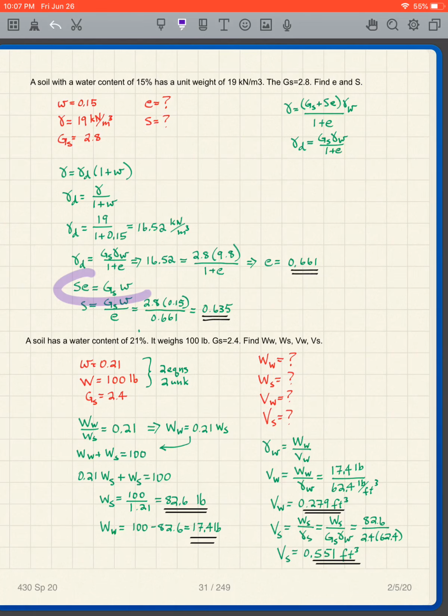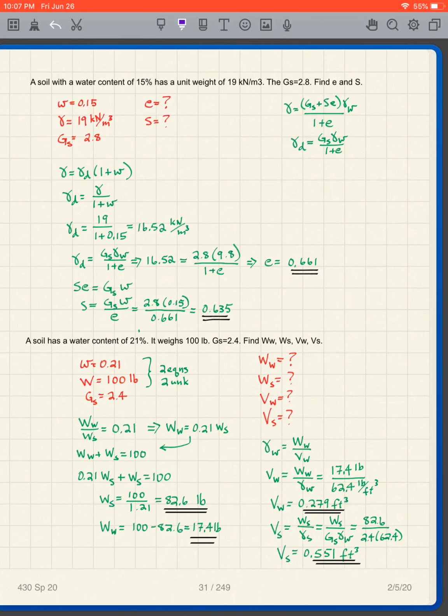And then I know that the other shortcut equation is S times e equals G sub s times w. And I solve for S. Let's plug everything in. It's just a plug-in. So this is one that gets us through using the shortcut equations.